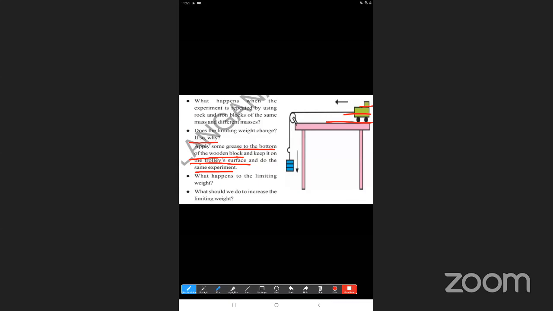Here, when grease is applied, the sliding friction is reduced. So the limiting weight changes. For a small weight added to the pan, the object moves. So we should add weights in the pan.